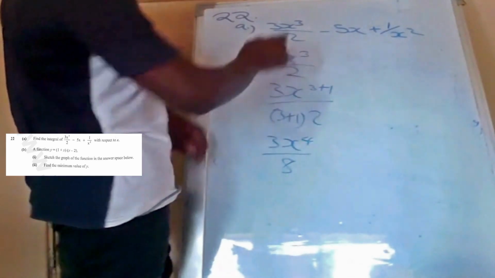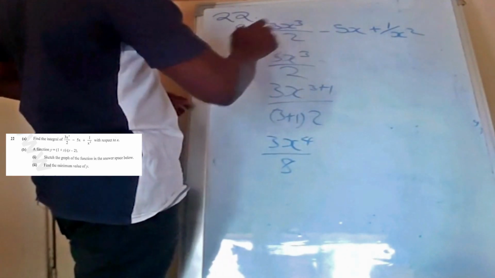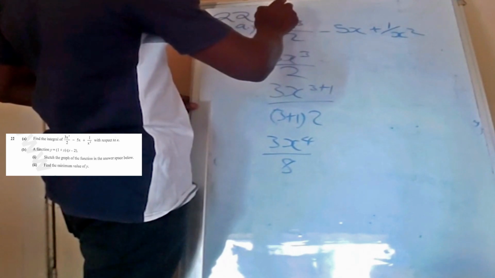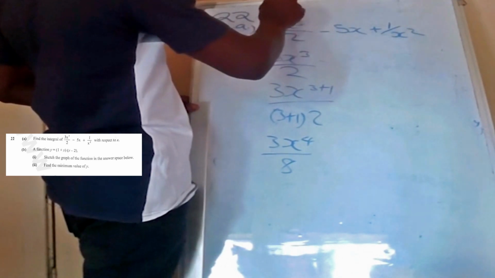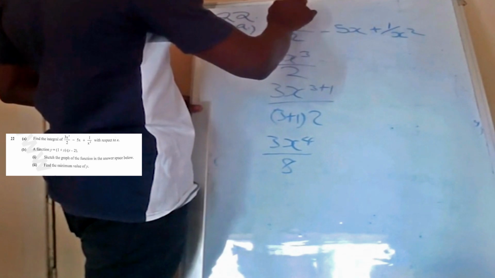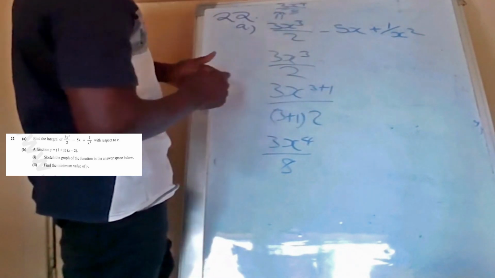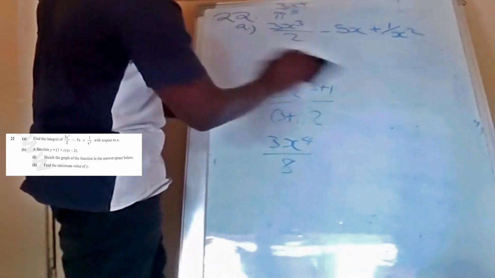And you're done with this term. So for this term, we've got, I'll write it on top, 3x to the power 4 over 8, right? So we do the same for the second term.